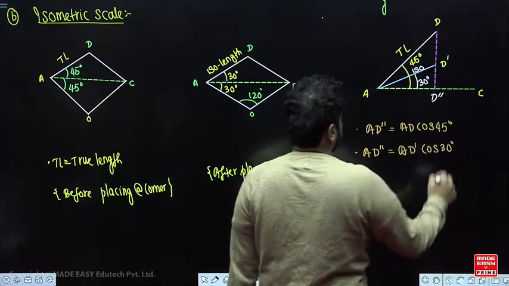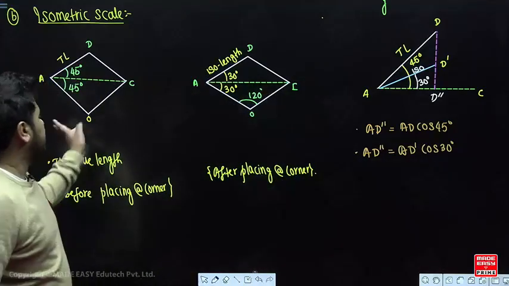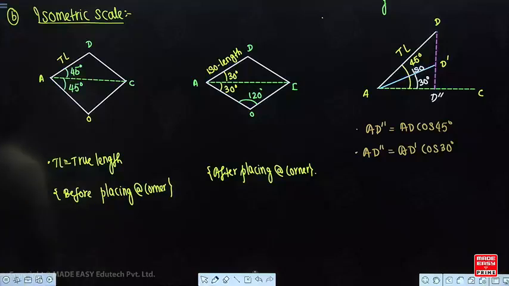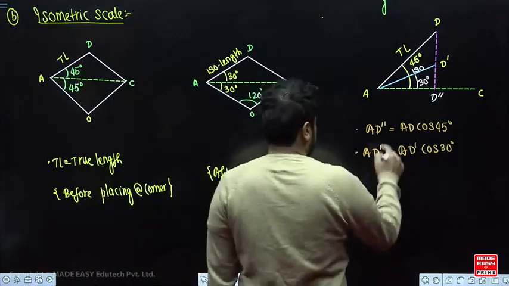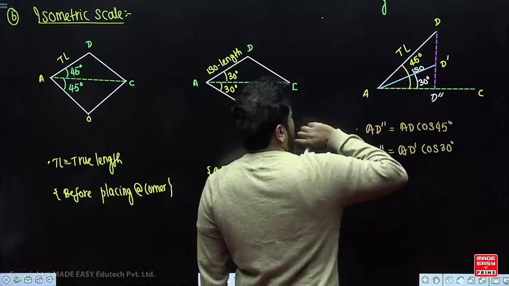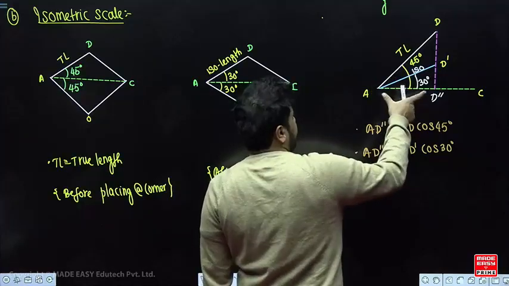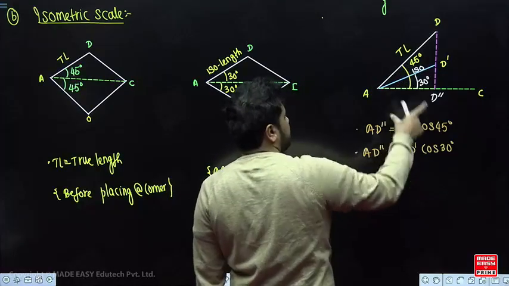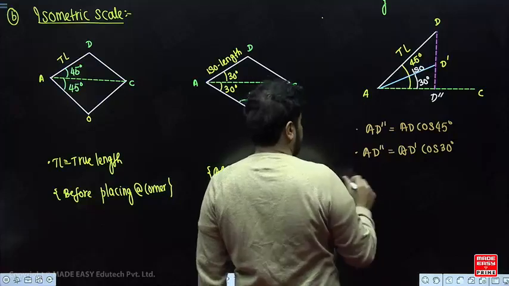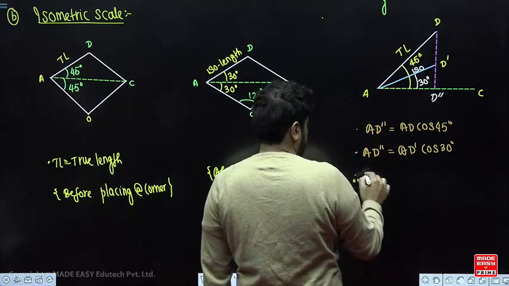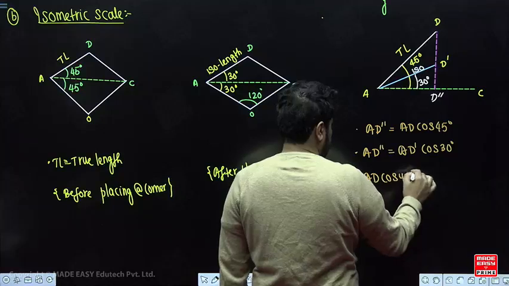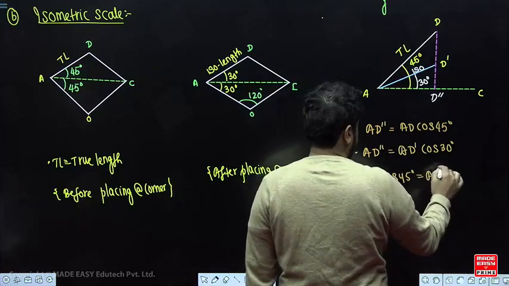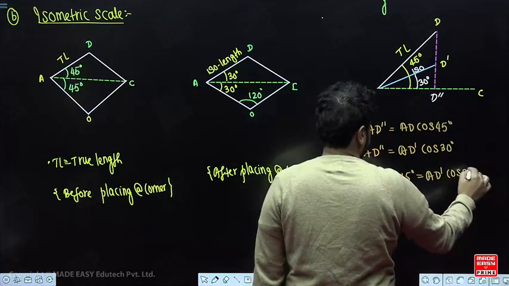You can check it out, है कि नहीं. देखो यही दोनों को हमने सुपर इम्पोज कर दिया. So we have superimposed these two figures and we are getting this one, right. So AD double dash, it is your AD dash cos 30 and AD cos 45 degree. Both the lengths are same. So I can say that AD cos 45 degree is equal to AD dash cos of 30 degree.